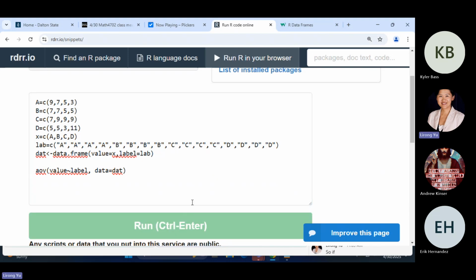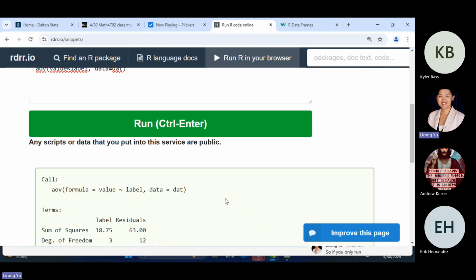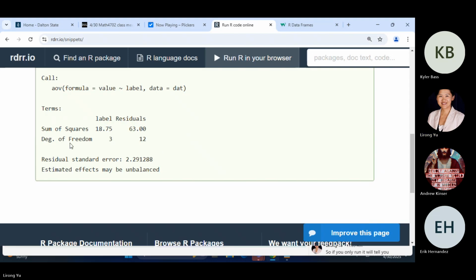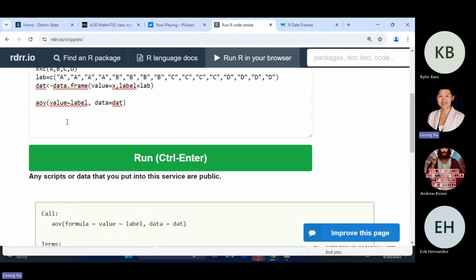So if you only run ANOVA, it will tell you this. You can see I gave you the label, the residue, and the degrees of freedom. That's it. So it's kind of missing something. It doesn't tell you the F statistic. It also does not tell you the p-value. So if you call the function, it doesn't show a lot of things.